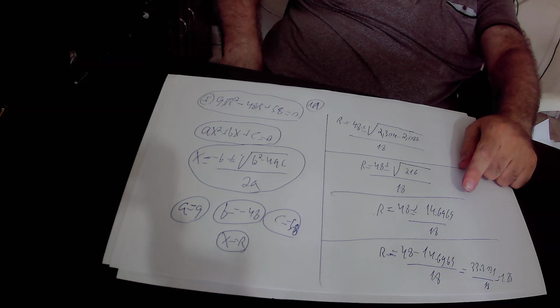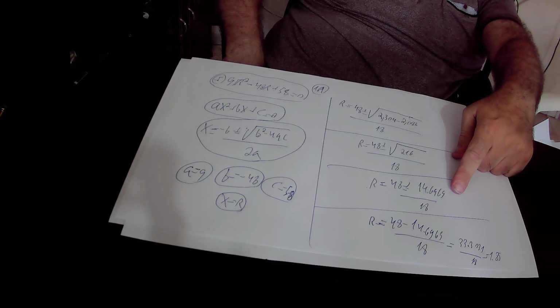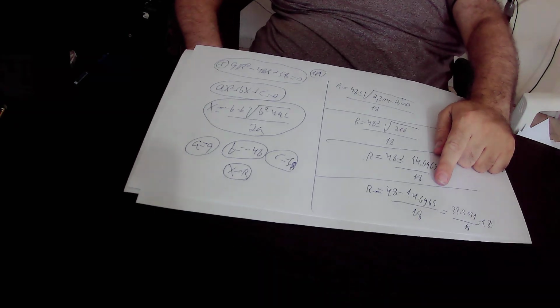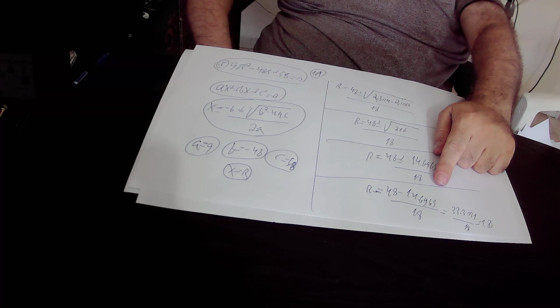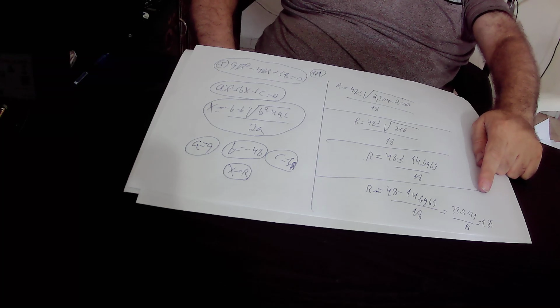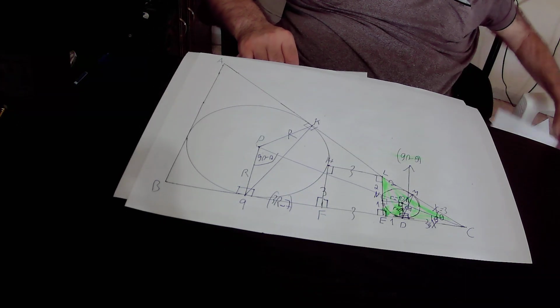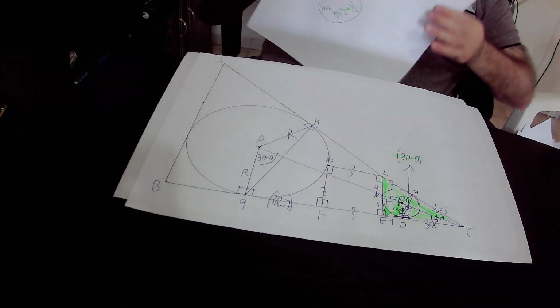So R equals 48 plus or minus the square root of 216, which is 14.6969, divided by 18. So here we have two possible solutions for R. The first solution is R equals 48 minus 14.6969, which is 33.3031, over 18, and that is equal to 1.85. So the radius of this big circle would be 1.85 according to the first solution.